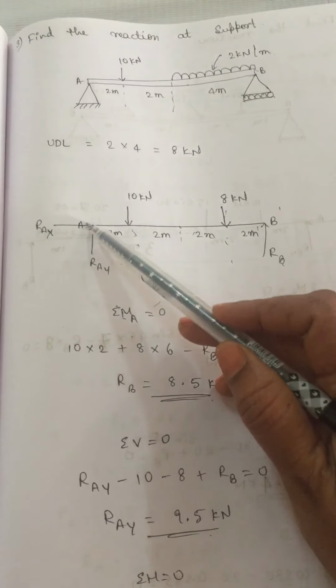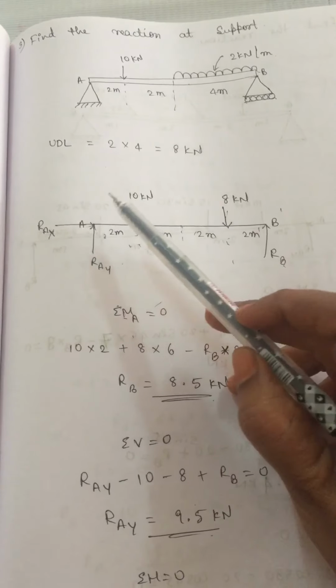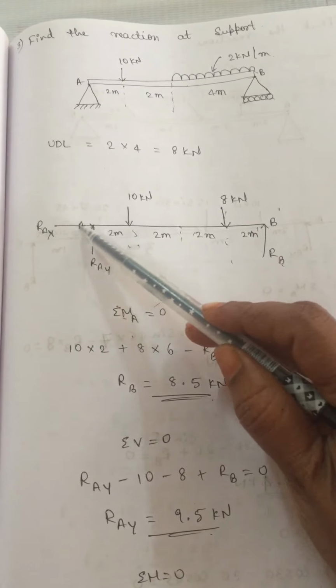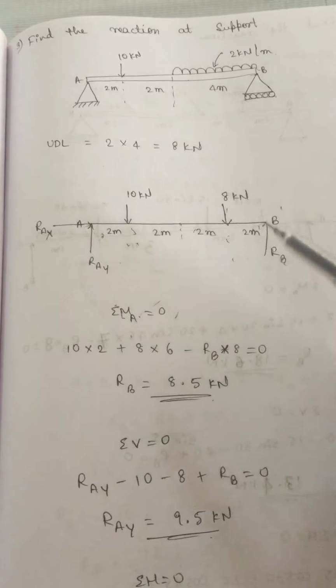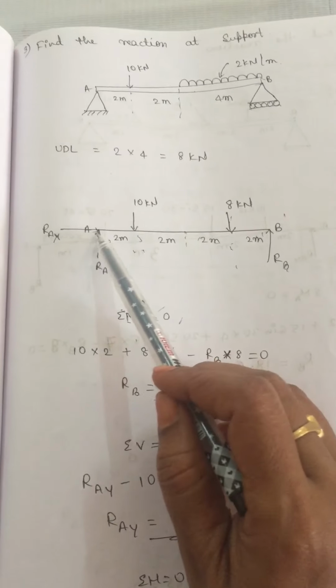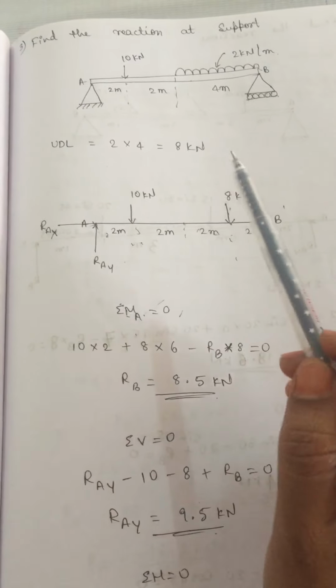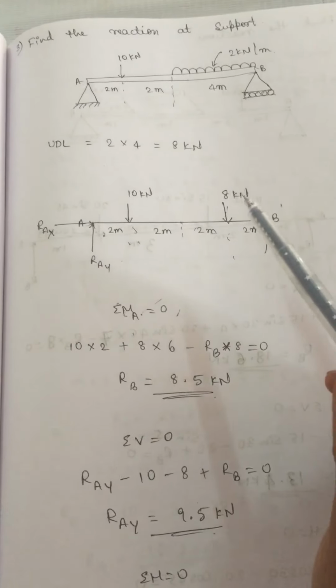Moment about the point A. Always prefer the hinged point for taking the moment. Moment about the point A is equal to 0, and take the moment from this point. Yes, you know, if the reaction is acting through the moment center, the moment will be 0.